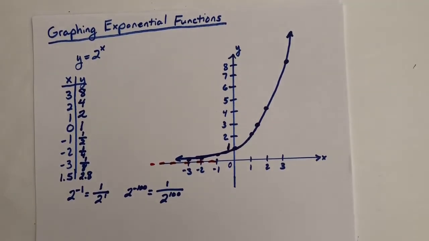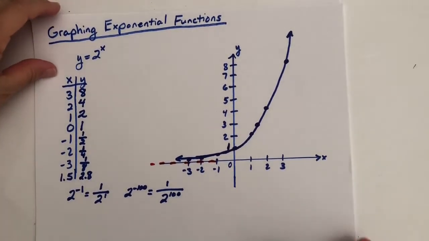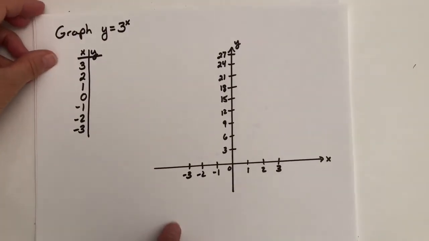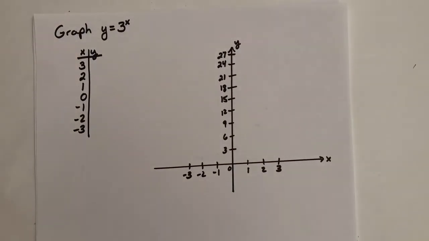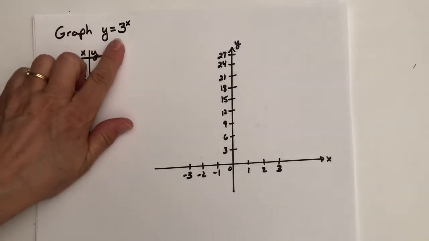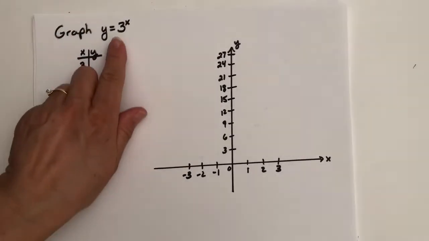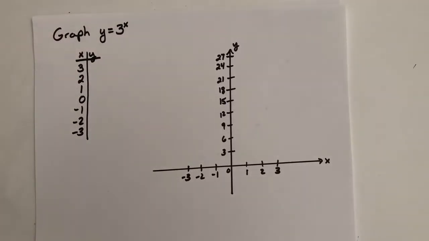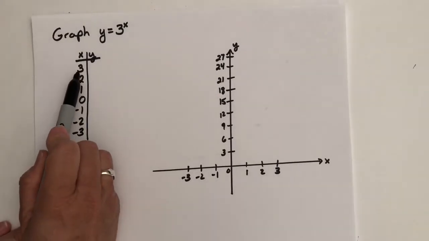Let's graph another exponential function. Let's let it be this one. Y equals 3 to the x. So I have just changed the base. The base is still a constant. Our variable is in the exponent, and that means we have an exponential function. So let's plot some points.